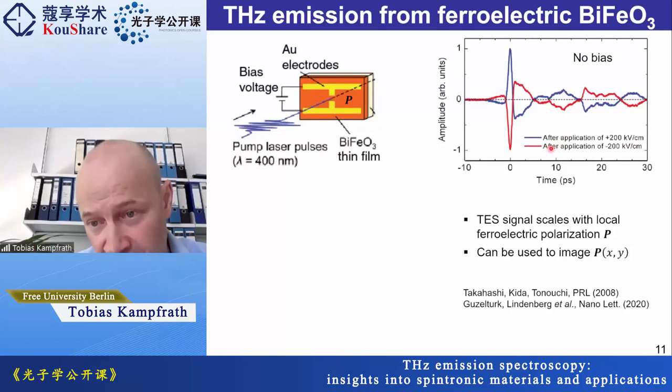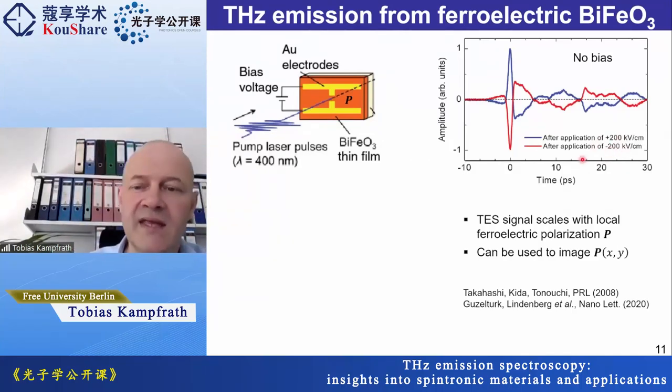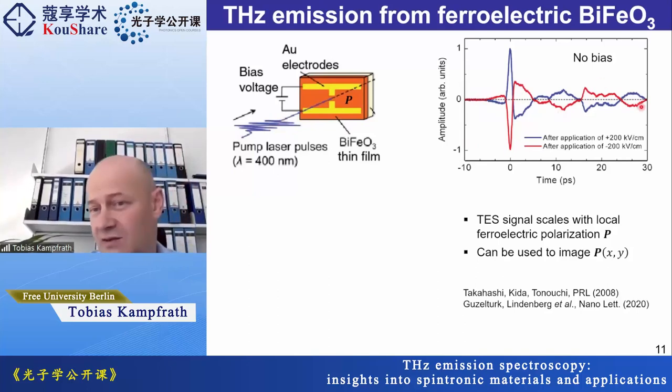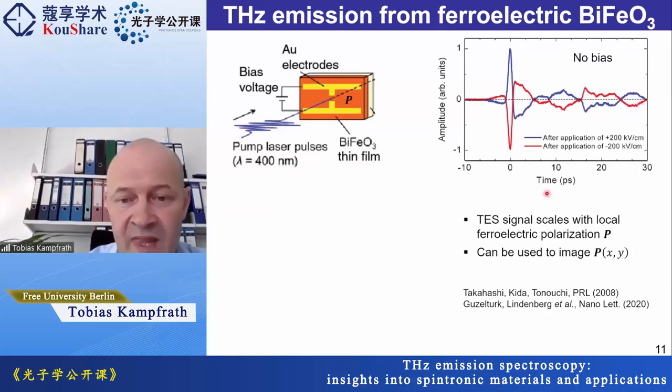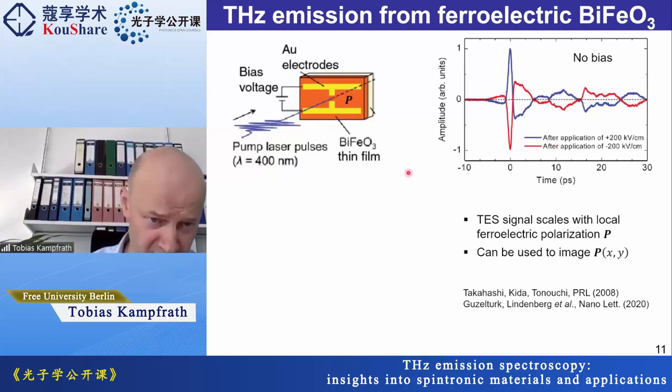Then they again switched on the bias, but now they polarized the sample in the opposite direction by applying a bias in the opposite direction with minus 200 kilovolts per centimeter. And then they switched the bias off again, resulting in a static polarization, excited again with a pump laser pulse, and then they obtained this red waveform here. And you should see that the waveform perfectly changes polarity, that it perfectly reverses its dynamics. And this is already a clear indication that what they measure here is indeed a signature of this ferroelectric polarization.